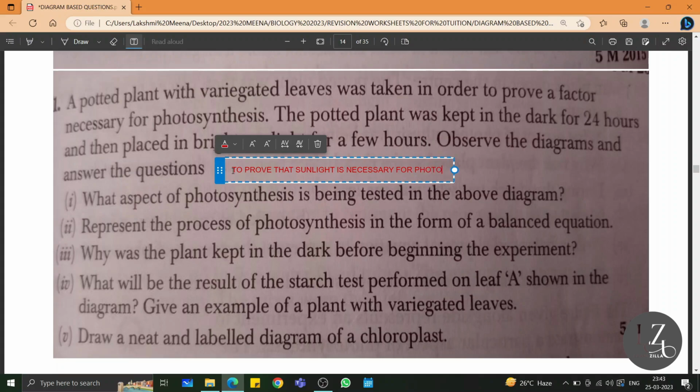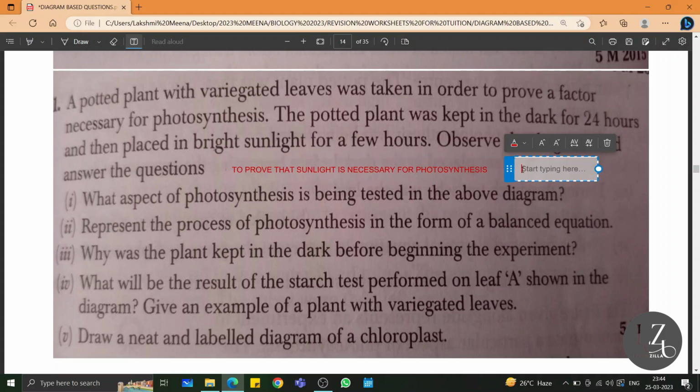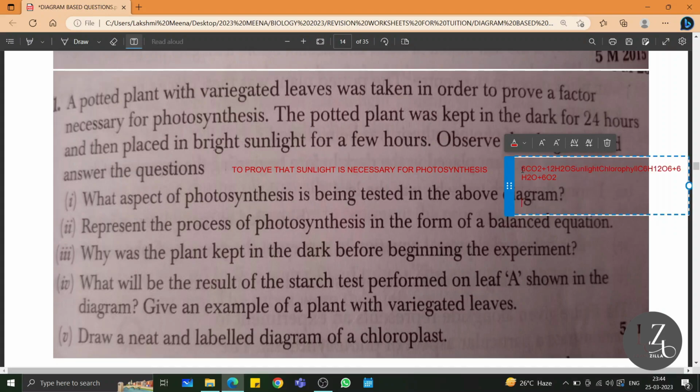You need to write complete answers including keywords, specific and relevant answers to prove that sunlight is necessary for photosynthesis. That is the answer for first one. Represent the process of photosynthesis in the form of a balanced equation. It's been asked repeatedly. So, as I've been telling you, you have to practice it.